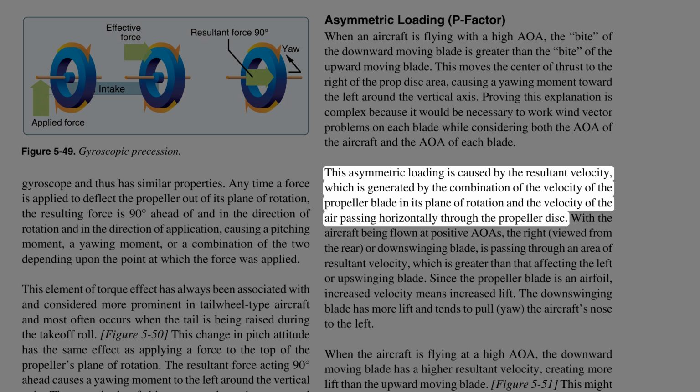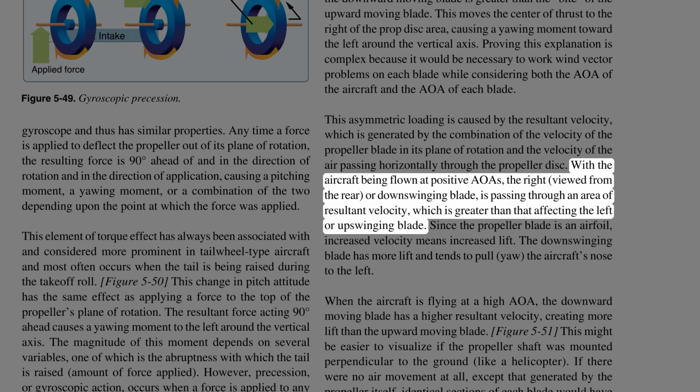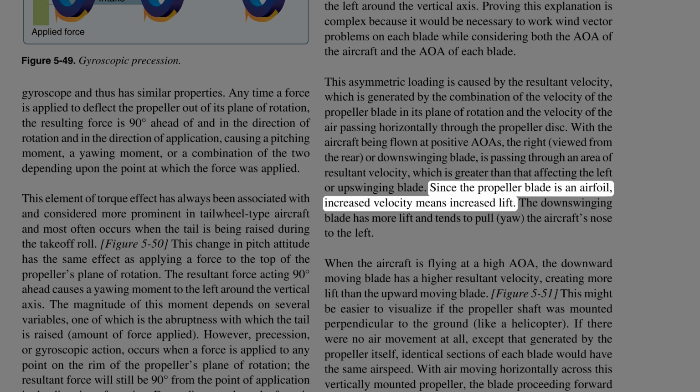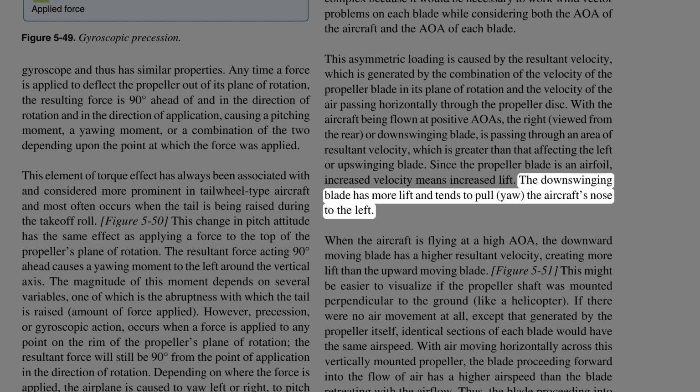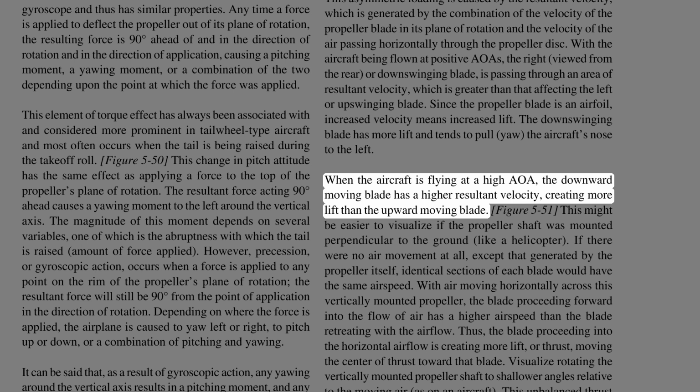This asymmetric loading is caused by the resultant velocity, which is generated by the combination of the velocity of the propeller blade in its plane of rotation and the velocity of the air passing horizontally through the propeller disc. With the aircraft being flown at positive AOAs, the right, viewed from the rear, or downswinging blade, is passing through an area of resultant velocity, which is greater than that affecting the left or upswinging blade. Since the propeller blade is an airfoil, increased velocity means increased lift. The downswinging blade has more lift and tends to pull, yaw, the aircraft's nose to the left. When the aircraft is flying at a high AOA, the downward moving blade has a higher resultant velocity, creating more lift than the upward moving blade.